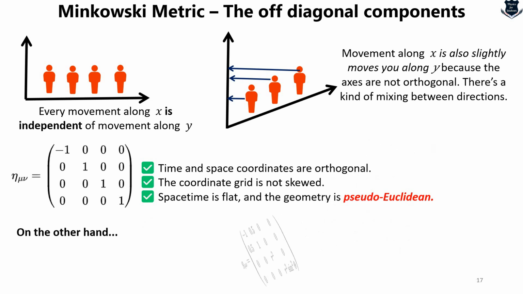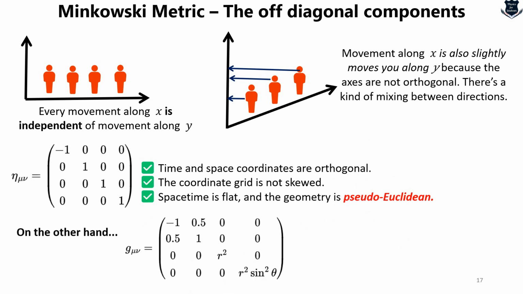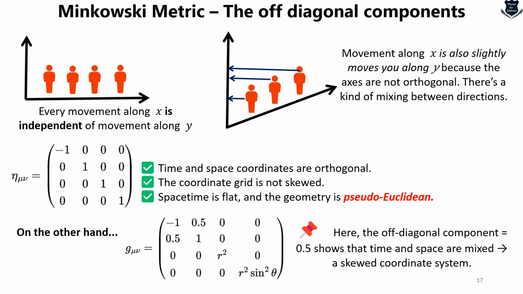On the other hand, for example, if I get a metric like this, let us forget what those are. But here you can see the diagonal and the off-diagonal, they have value 0.5 r square sine square theta. What does that mean? That means the off-diagonal component equals 0.5. That time and space are mixed and they are basically a skewed coordinate system. That means every movement in x would bring a change in the movement of y. This is for the flat space-time. That means it has got a value.